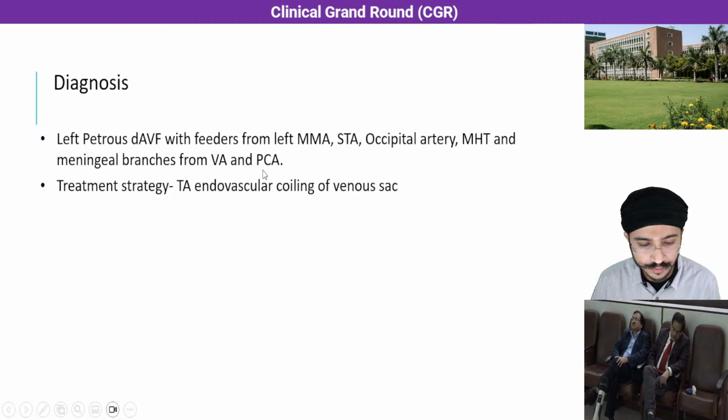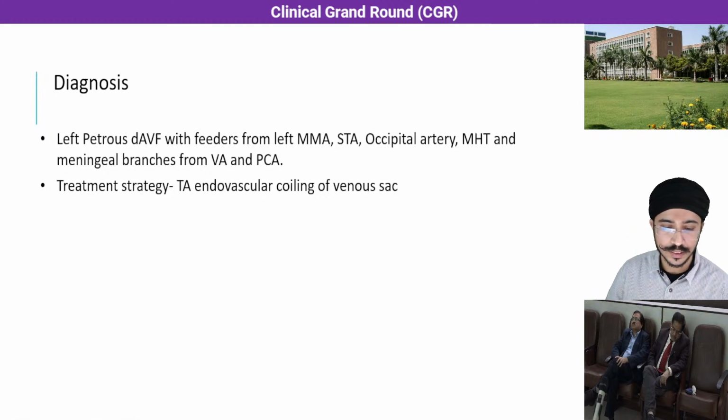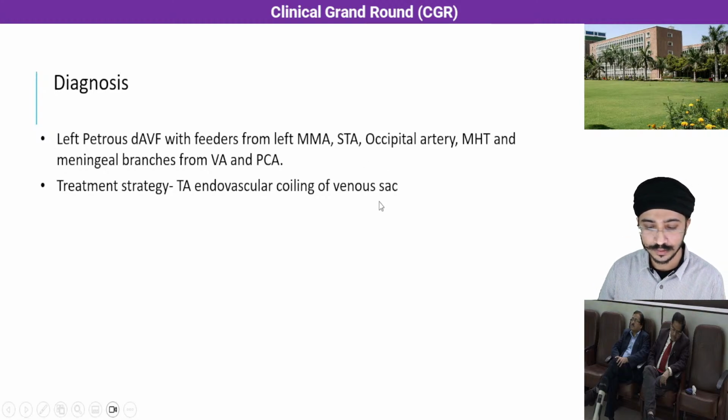The treatment strategy that we employed in this case was transarterial endovascular coiling of the large venous sac, as most of the fistulae are ending there.